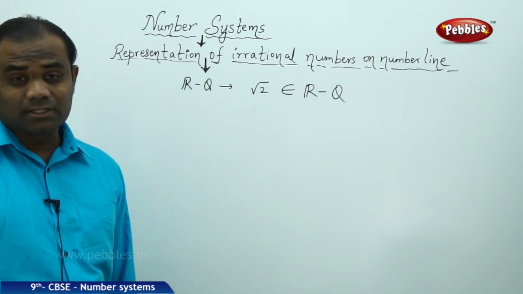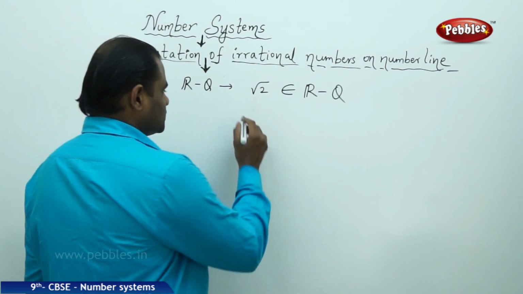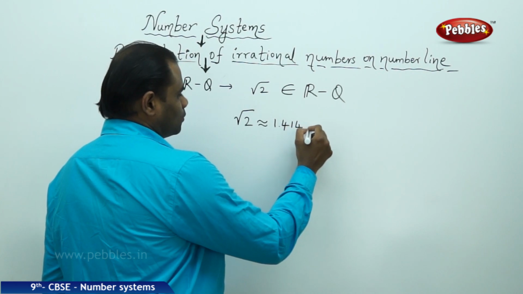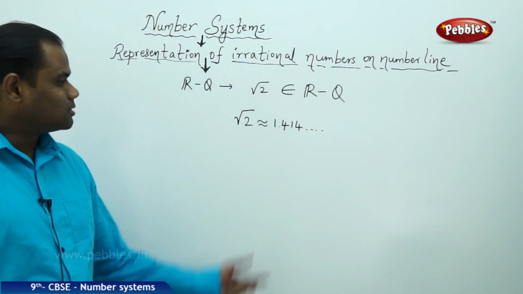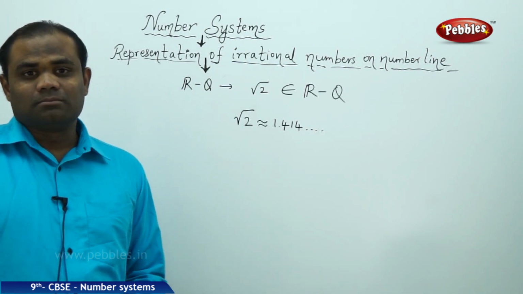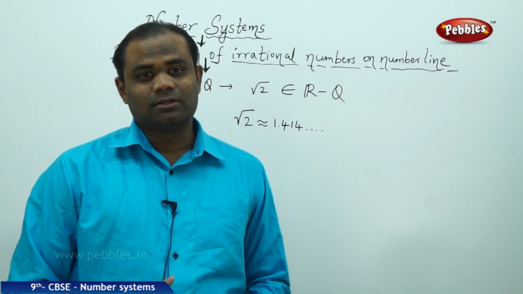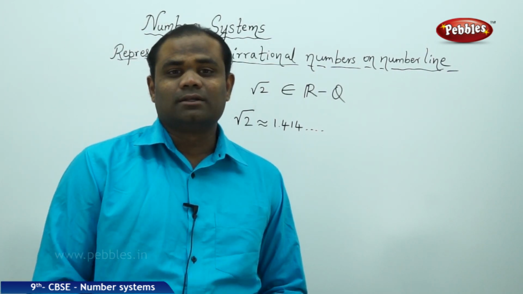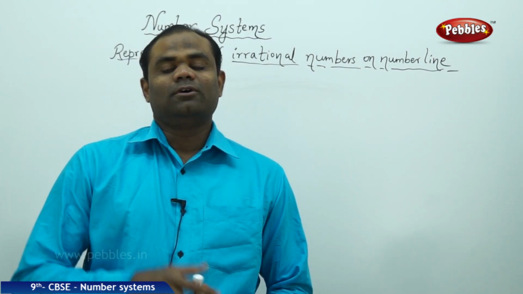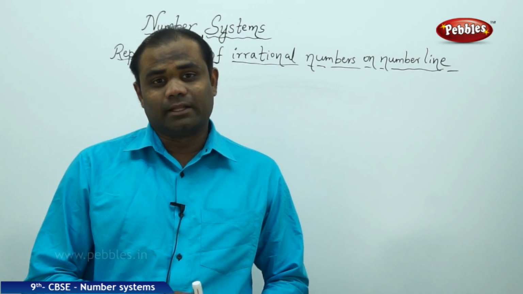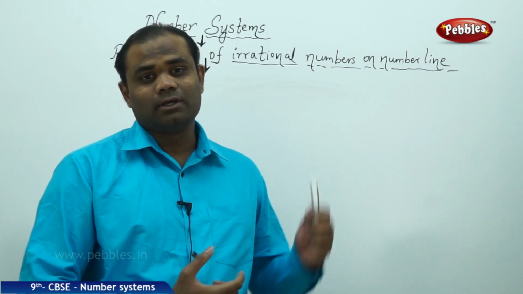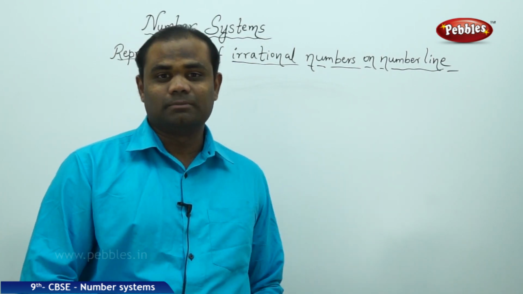Now, when I convert this into decimal representation, we know that root 2 is approximately 1.414 and so on. Because this is not an exact number, even in its decimal places, we will use some geometrical construction methods to represent root 2 on the number line through the exact distance. Let's see how we can do this. Before we construct root 2 on a number line, let's recap some geometrical constructions which are useful in the construction of root 2 on the number line.